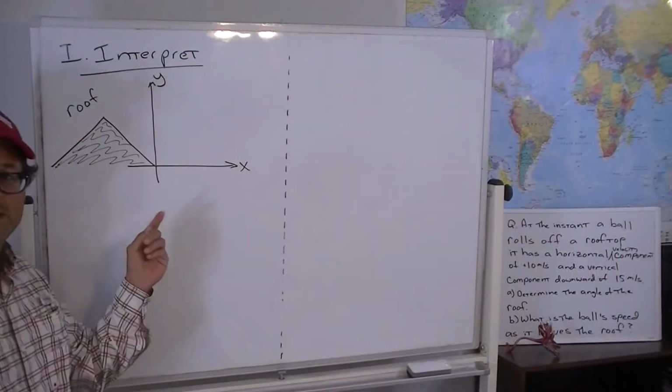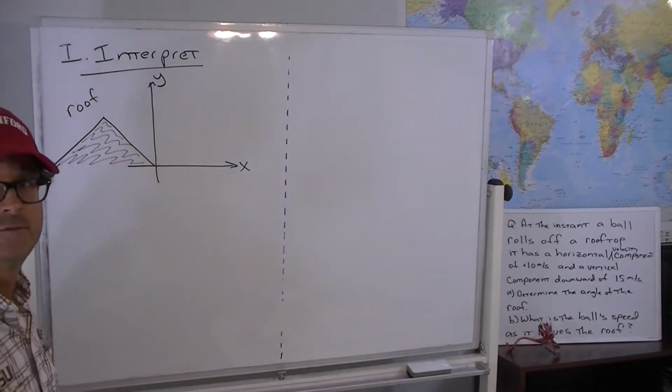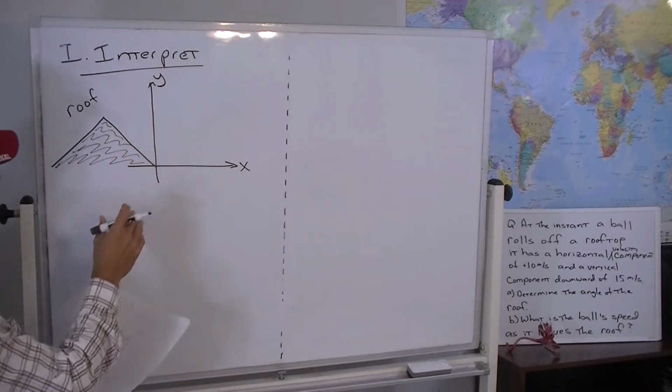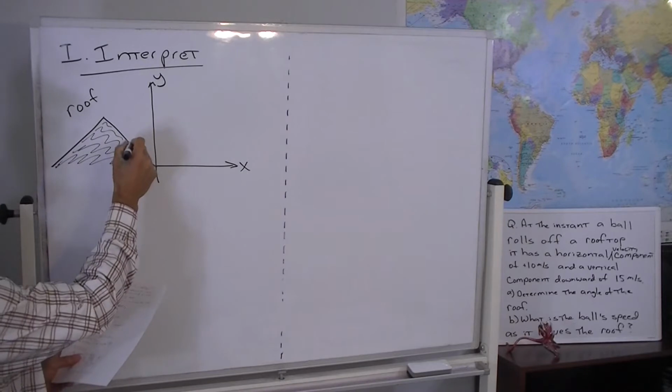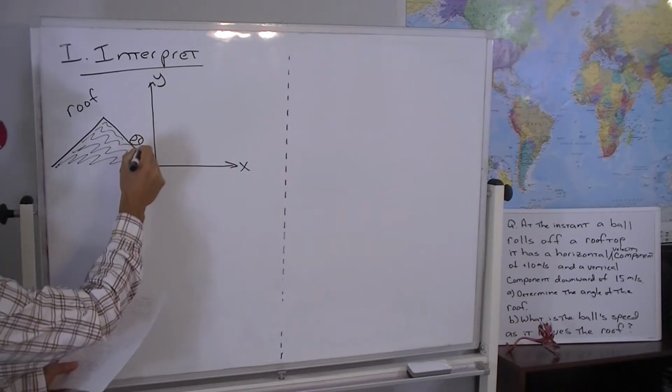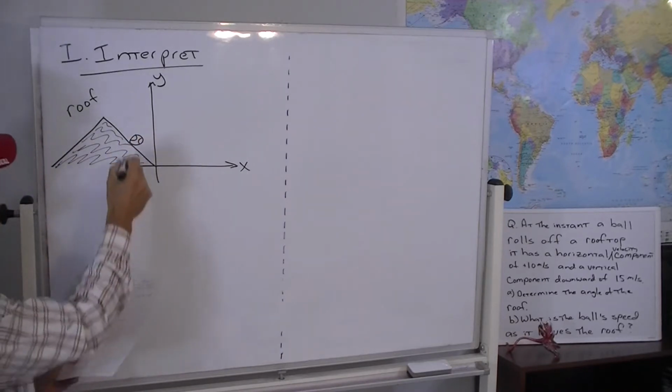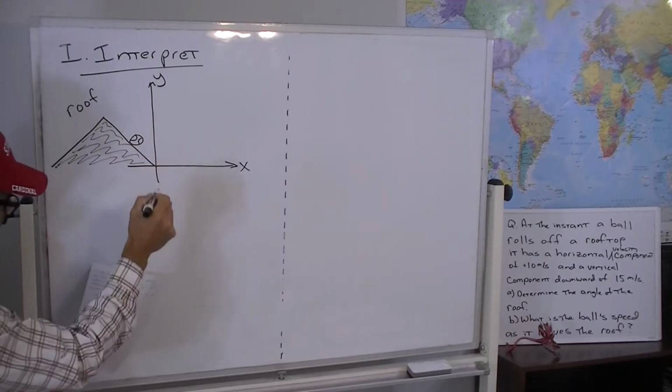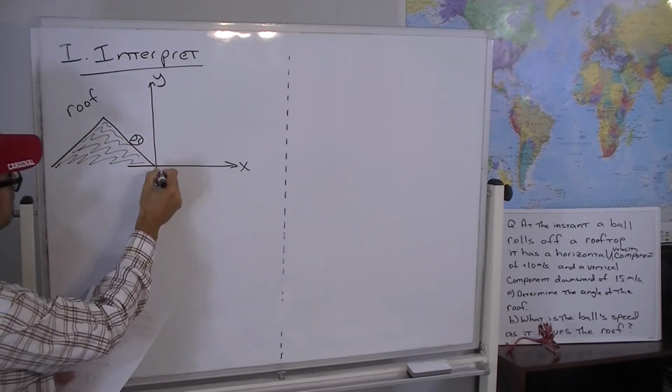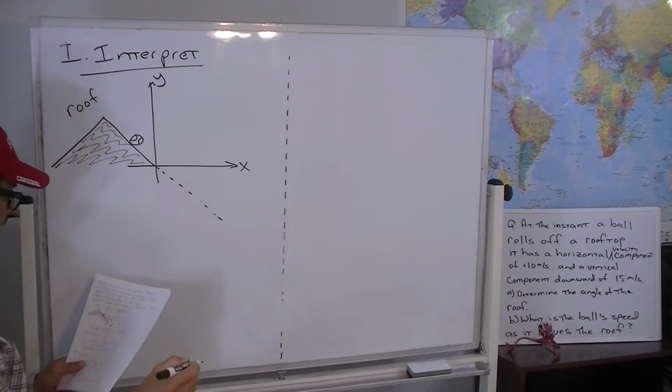Do it. Okay, to help interpret the problem, I've drawn a roof and I've arranged it so that the instant the ball leaves the roof, it's at the origin. So I'll put the edge of the roof right here at the origin. So the ball is going to continue downward and to the right.